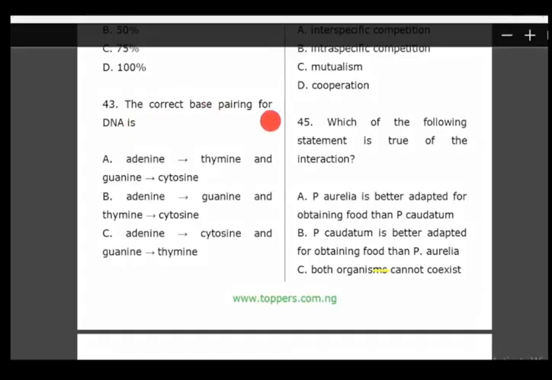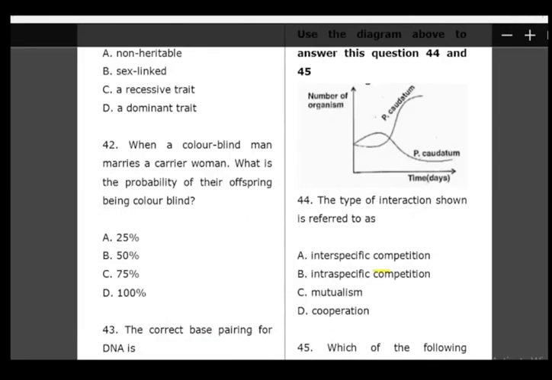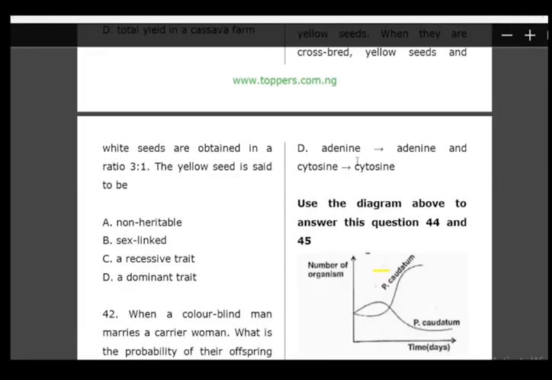And then we have the 43rd question there. The correct base pairing for DNA is A. Adenine to thymine and guanine to cytosine. B. Adenine to guanine and thymine to cytosine. C. Adenine to cytosine and guanine to thymine. And then we have option D to be adenine to adenine and cytosine to cytosine.